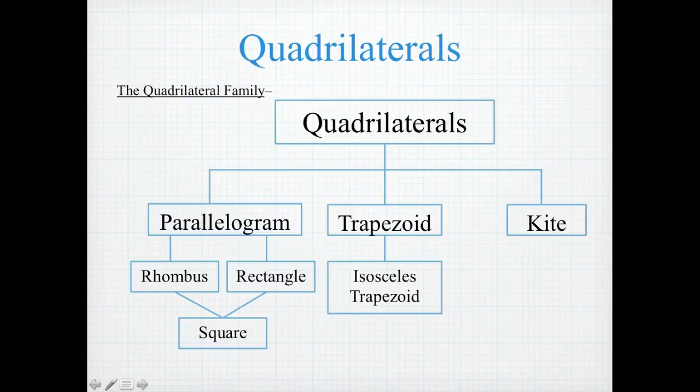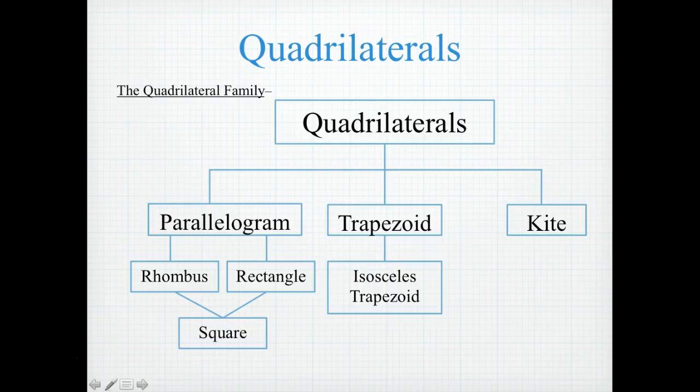Now here's the quadrilateral family. So there's 3 different types of quadrilaterals. You have a parallelogram, a trapezoid, and a kite. And the parallelogram has a few subsets. You have a rhombus and a rectangle, and they both meet in the subset of a square. So a square is a rhombus, it's a rectangle, it's a parallelogram, and it's a quadrilateral. And again, you always hear a square is a rectangle, but a rectangle is not necessarily a square.